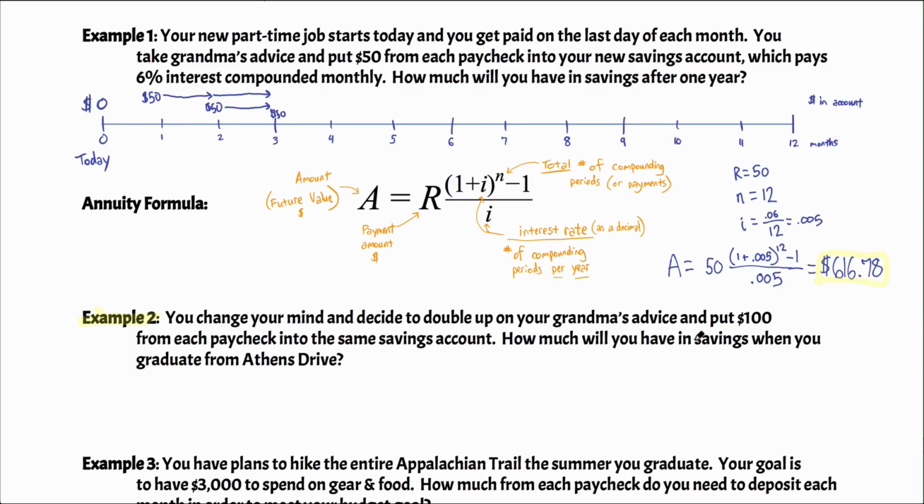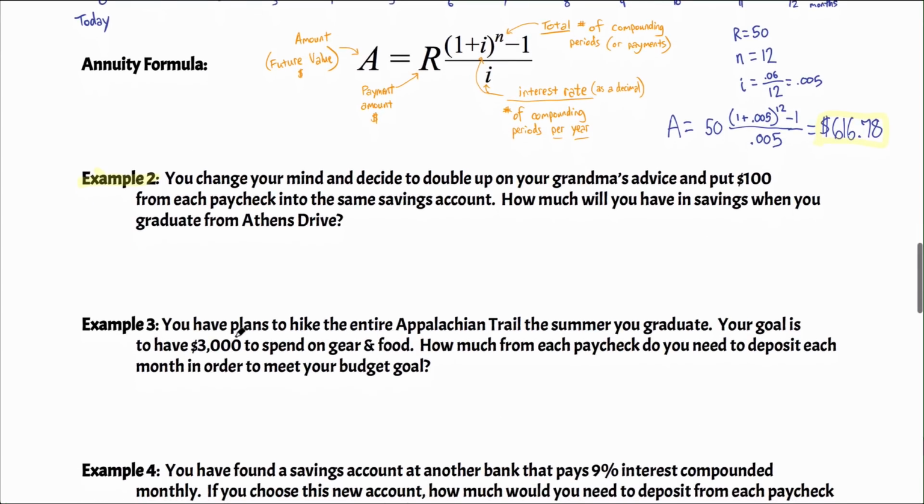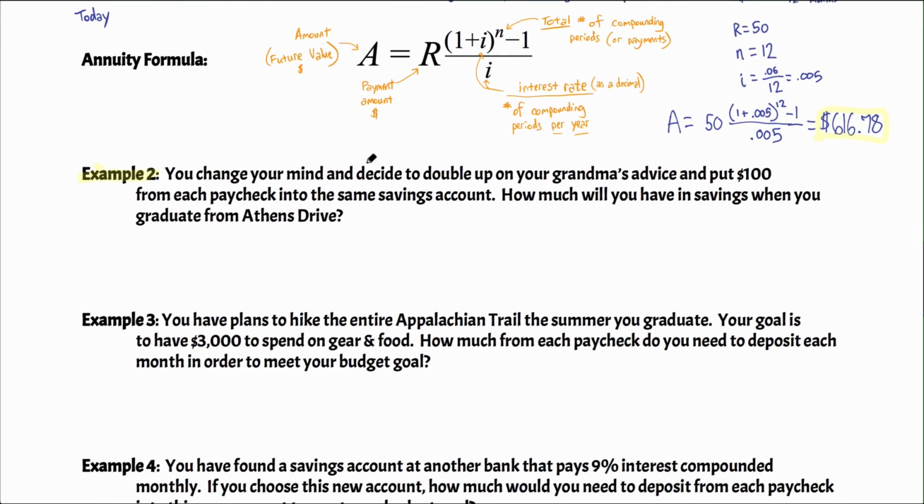When it says how much we have in savings when you graduate from Athens, I want you to actually calculate how many months it's going to be until you expect to graduate. Okay, expect it's going to be June in 2018, 2019, 2020, whenever. All right, and let's look at one more example together. Let's look at example 3.